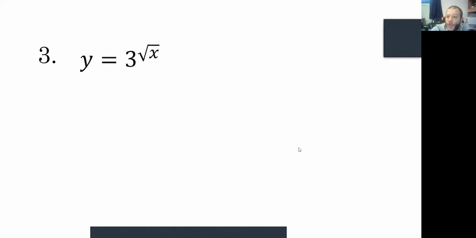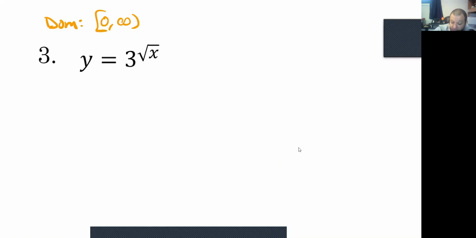All right, so same idea. We can look at question 3. We can find the domain. So we know that the square root of x always has to be non-negative, aka x always has to be 0 or greater, which means that the domain is 0 to infinity. In this case, though, we can equal 0.